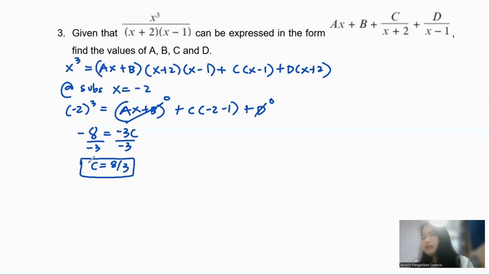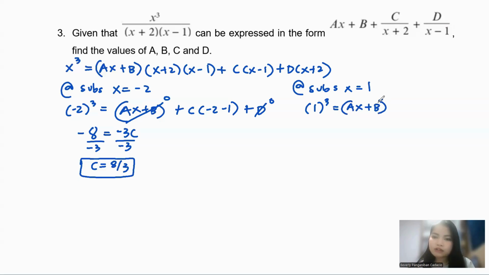Okay. How about I substitute the other one, which is x is equal to 1. So I'm going to do the same thing, 1 raised to 3, and then the ax plus b is actually going to be just 0 because you have x minus 1 there. And then my c is the one that will be canceled now, and the d is the remaining one, which is you're going to have 1 plus 2. And you're going to have 1 cube is 1, is equal to 3d. Divide both sides by 3. Then therefore my d is equal to 1/3.